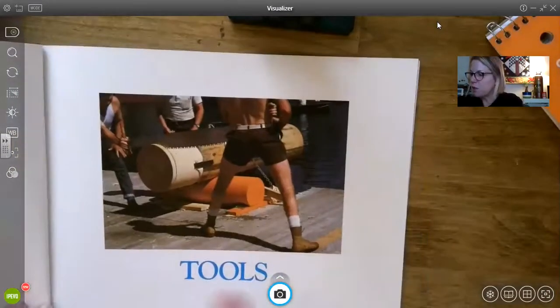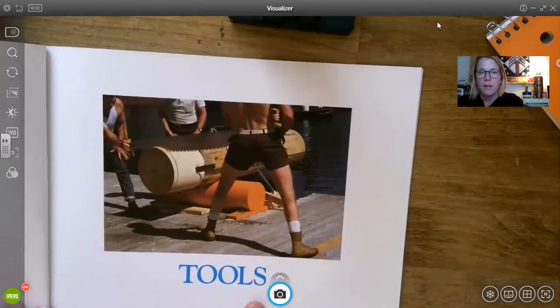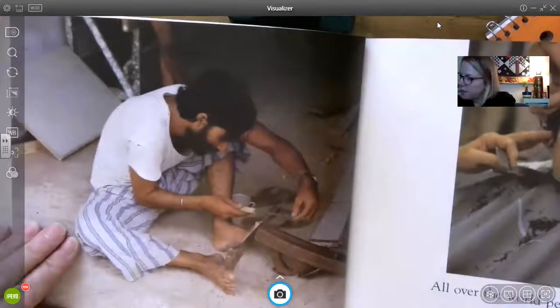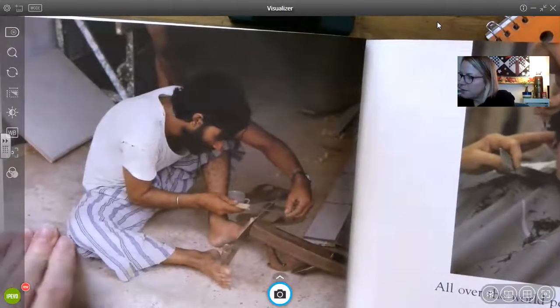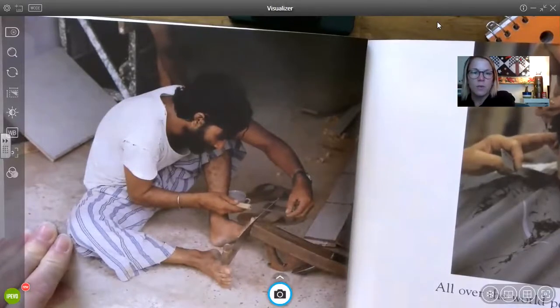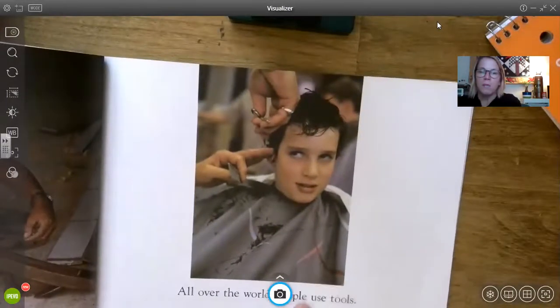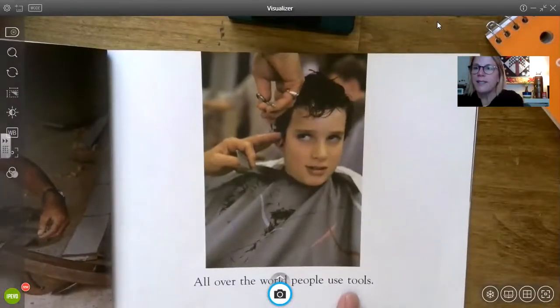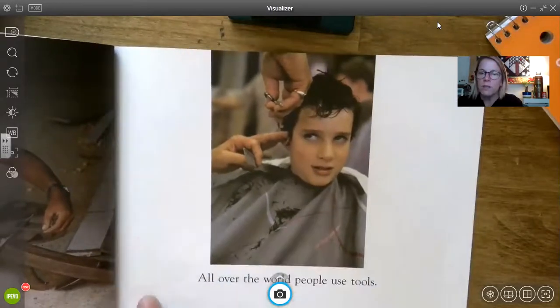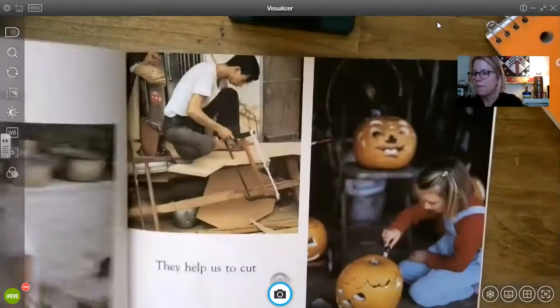It says tools. And there's a picture of a man sawing something, a log or something. And there's some really neat pictures in here. This man's using his feet and a tool. All over the world, people use tools. That's the introduction sentence. So I know this book's going to be about people all over the world that use tools.